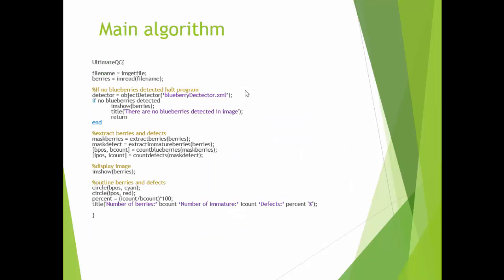Here is some pseudocode of the main algorithm. It allows the user to select an image. If the image does not contain any blueberries, it displays the image saying that there are no blueberries detected. Else, the program continues and extracts the blueberries and any defects detected. It counts the berries and defects, then displays the image with the berries and defects outlined and the count and percentage at the top of the image.